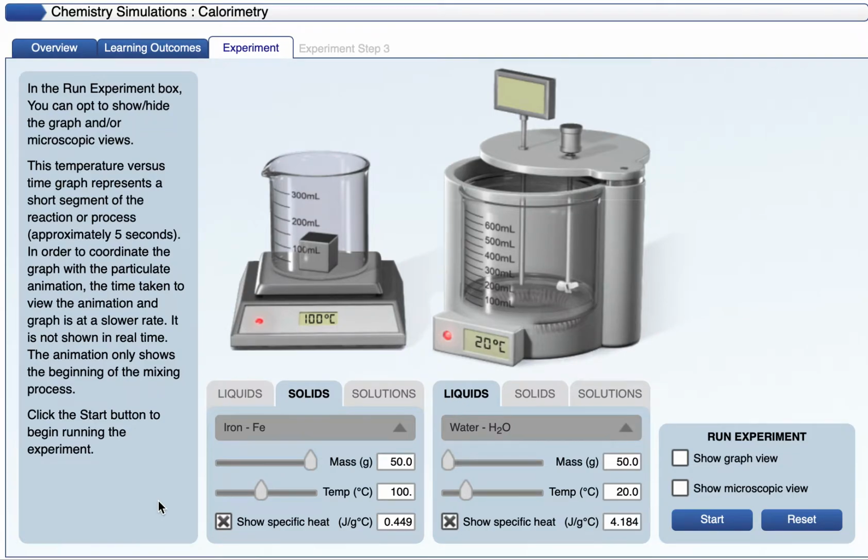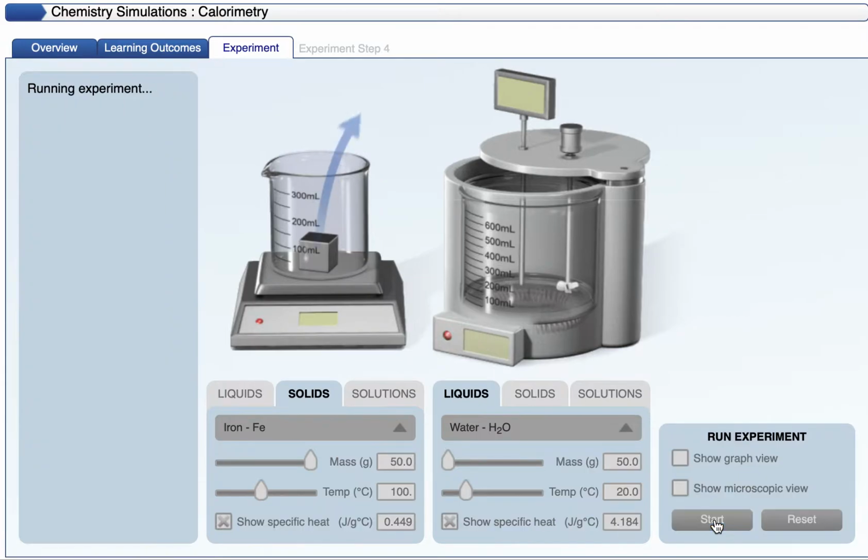In this example, we consider what happens when we take a piece of iron at a pretty high temperature, 100 degrees Celsius, and mix it with an equal mass of water that is only at 20 degrees Celsius. Our goal is to see what the equilibrium temperature turns out to be, and how the change in temperature of each of these substances changes. So let's go ahead and start the simulation.